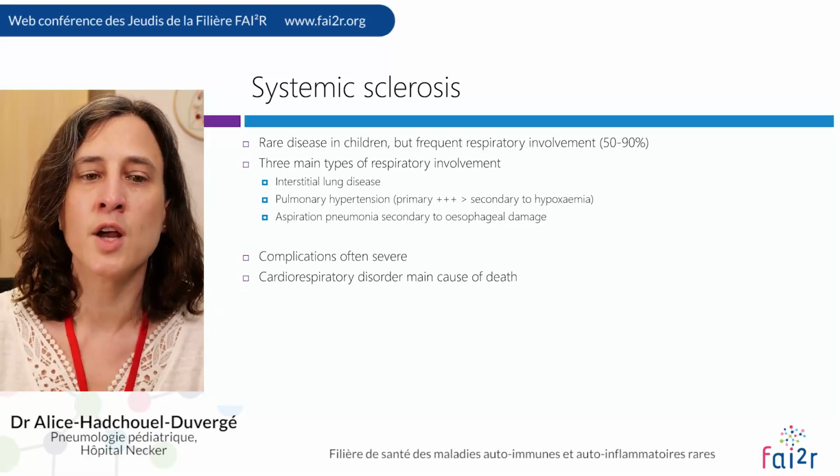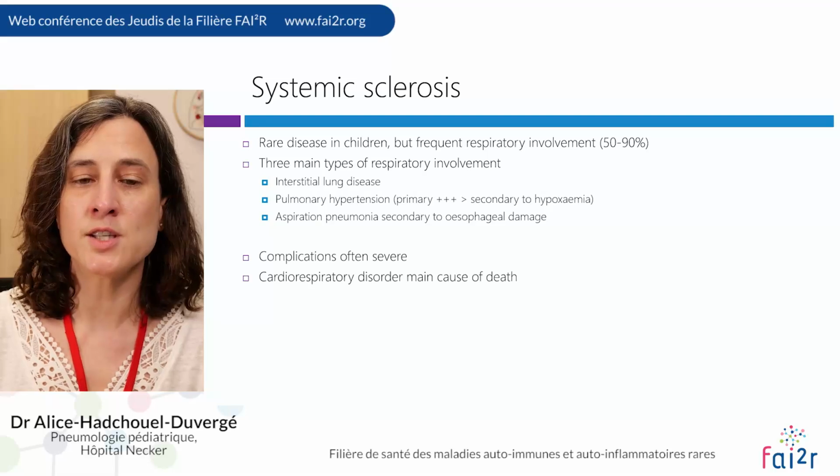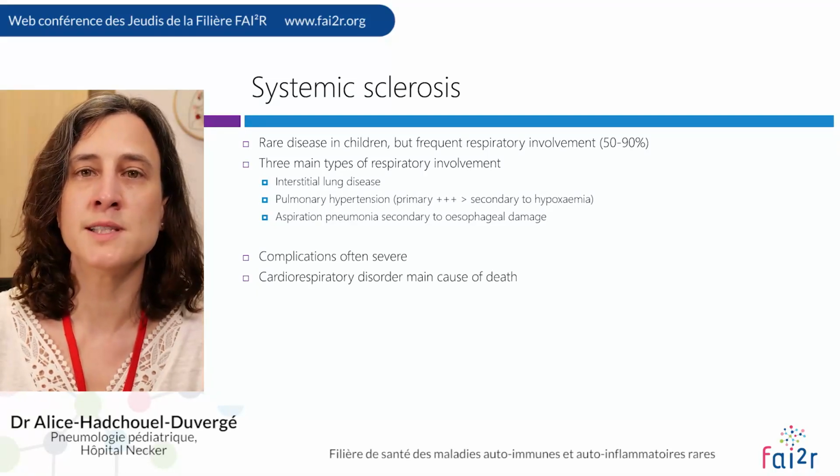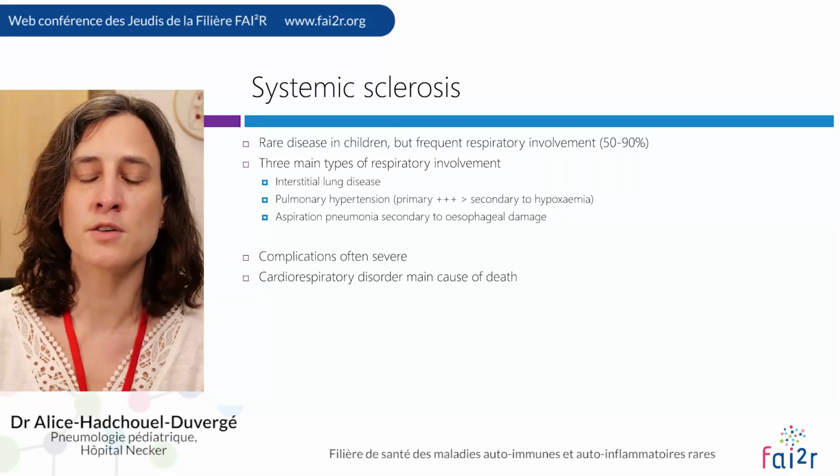fibrosing evolution; pulmonary hypertension, which can be either a primitive pulmonary hypertension or secondary to hypoxemia. And the third complication is aspiration pneumonia, secondary to the esophageal disorder that often exists in systemic sclerosis. Those complications are often severe, and the cardiorespiratory involvement in systemic sclerosis is the main cause of death.